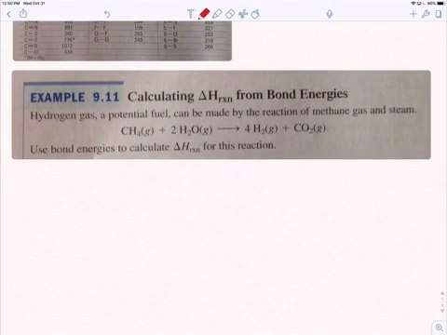Let's look at this using the steam reformation of methane, one of the few times the book actually has something that's proper. This is how we make hydrogen. So what are the bond energies? You use the bond energies to calculate delta H. These Lewis structures are much easier.